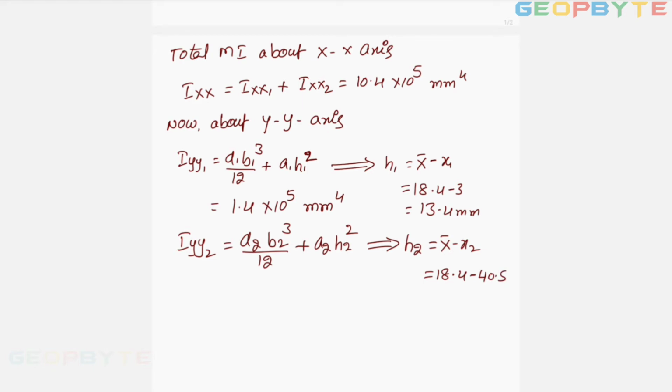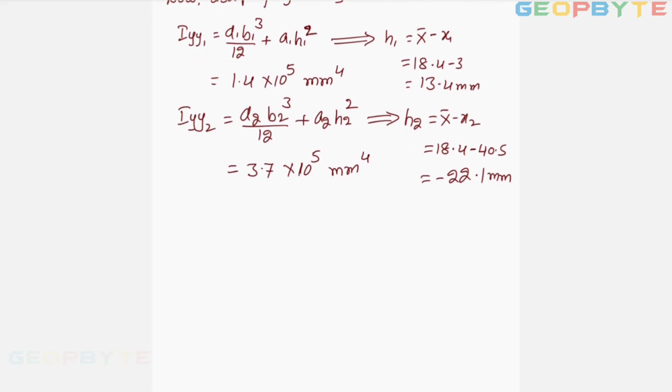(18.4) minus this one equal to minus 22.1 mm. Though h2 is negative, since here it is a2 h2 square, that should be positive only. Finally, you are getting Iyy2 is 3.7 into 10 raised to 5 millimeter power 4.